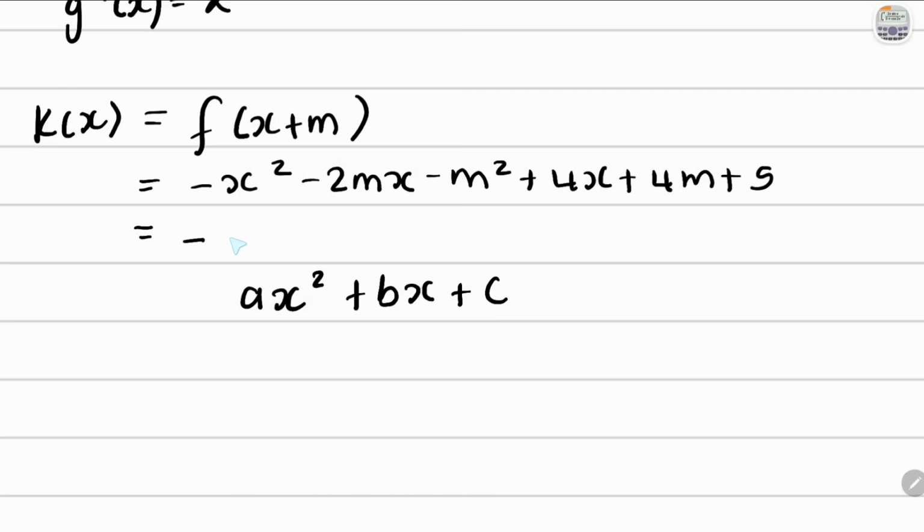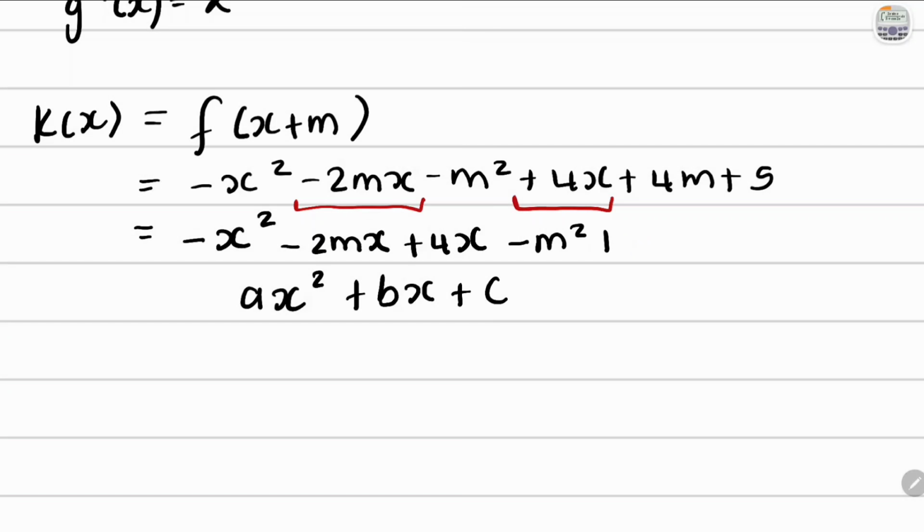So we can just rewrite that. So negative x squared. Then we need everything with x. Do you see that this has an x? This also has an x. So we can write them together: negative 2mx and then plus 4x. And then everything else is a constant, even if it has m, it is just a number. So minus m squared plus 4m plus 5.